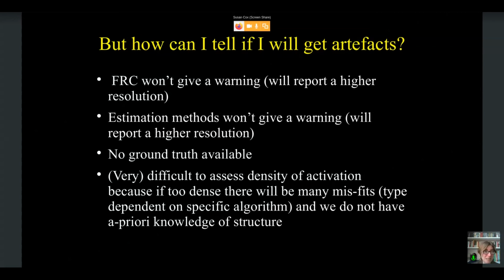We don't generally have ground truth available, because normally there's no ground truth data. And it's very difficult to assess the density of activation, which is what we tried to do for a long time, because if the density of the data is too high, there will be many misfits, and we don't have a priori knowledge of the structure. So we end up trapped in this loop where we don't know the structure, we don't know what we're expecting to see, and so when we see something else, we're not able to tell what's gone wrong.